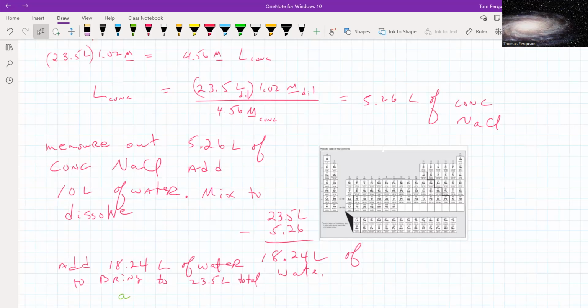So that's going to be concentration times volume equals concentration times volume of concentrated versus dilute. Okay. Now you're going to see both these problems next week.